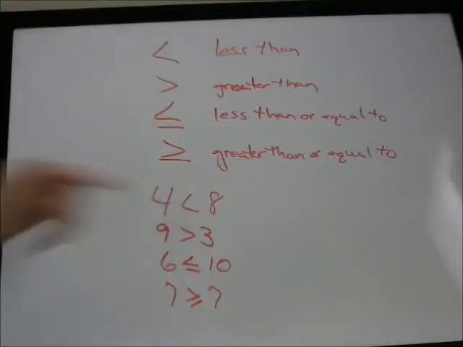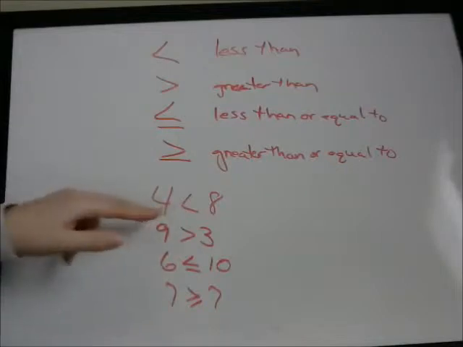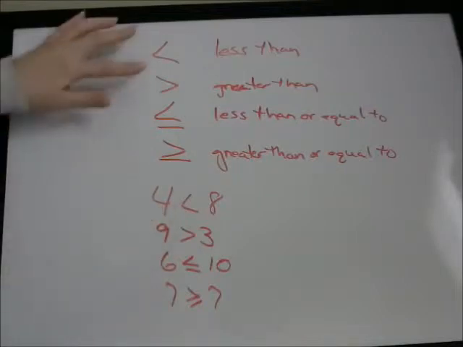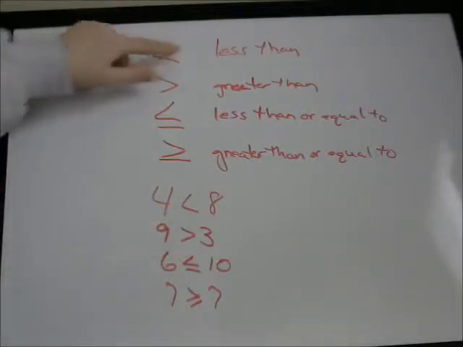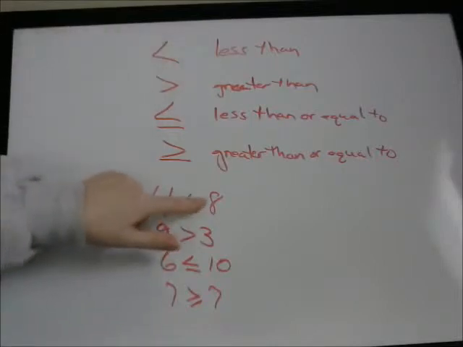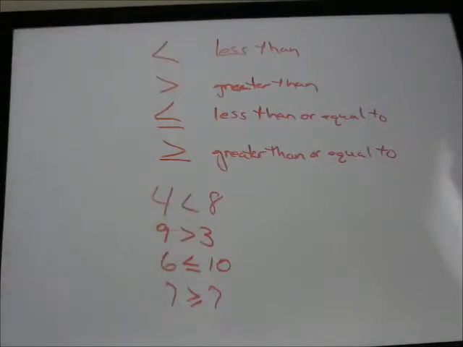One way that they generally teach to remember this is if you think of it as an alligator mouth, it wants to eat the bigger number. So the bigger number is always going to be on the side that the alligator is eating.